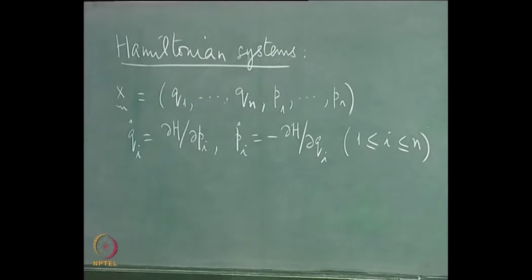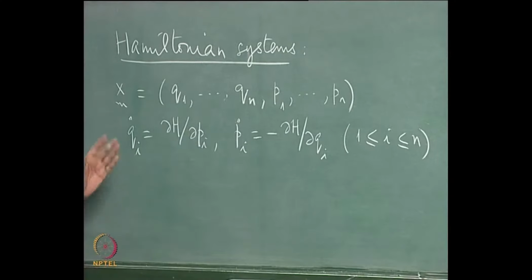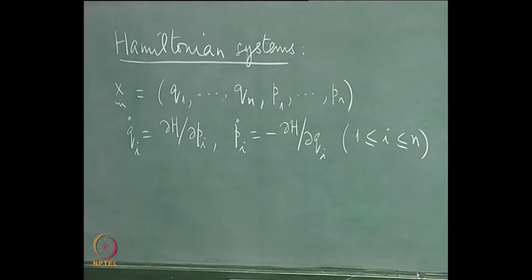For n degrees of freedom you have 2n dynamical variables, they are paired together, the q's and p's. These are called generalized coordinates and these are called generalized momenta, and the equations of motion are these 2n coupled first order, in general nonlinear, differential equations, to be solved uniquely provided you specify the initial coordinates and the initial momenta, all 2n of them.